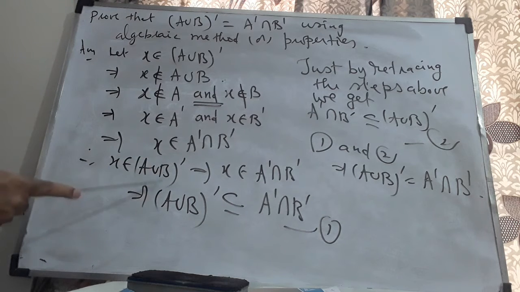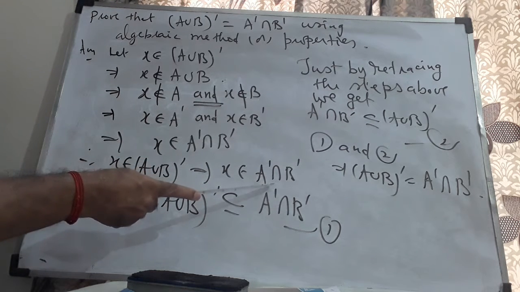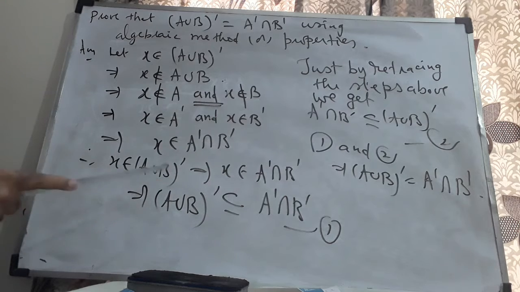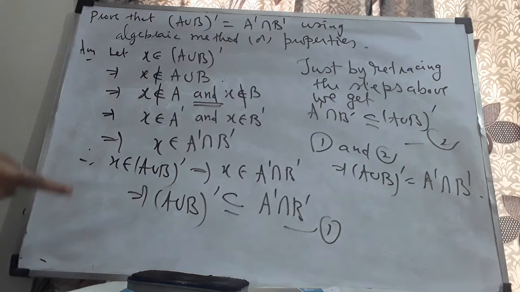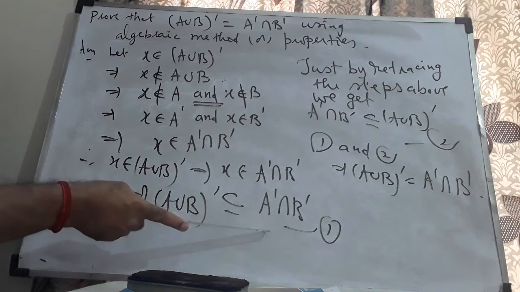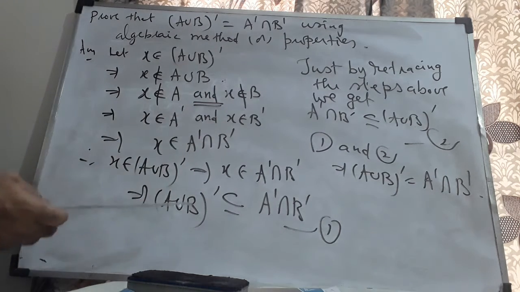Now, x element of (A union B) whole dash implies x element of A dash intersection B dash. This is the way you prove that one set is a subset of the other algebraically. For (A union B) whole dash subset of A dash intersection B dash, just by retracing.